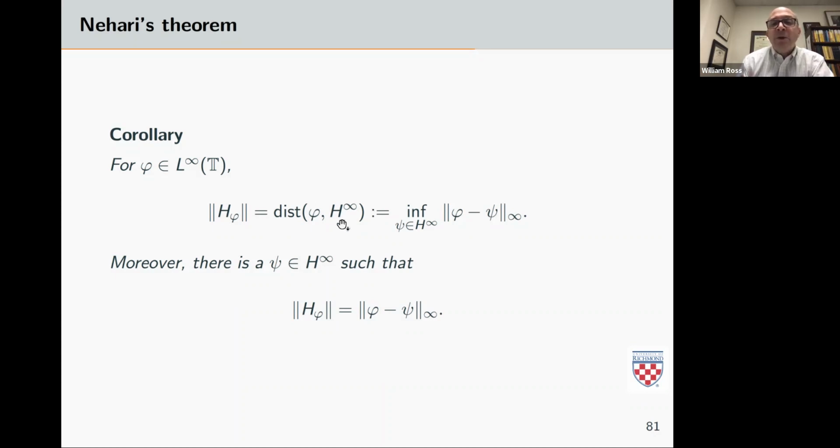Moreover, what's exciting and interesting about this is that this extremal problem actually has a solution, right? There's a phi in H infinity for which the norm of the Hankel operator is equal to this thing. Recall that the norm of a Hankel operator is less than or equal to the essential sup norm of a symbol. So we actually have a little bit more here.